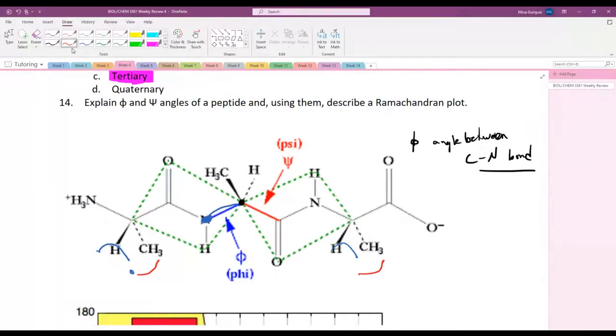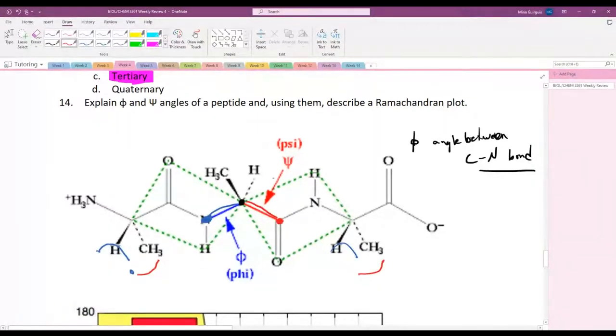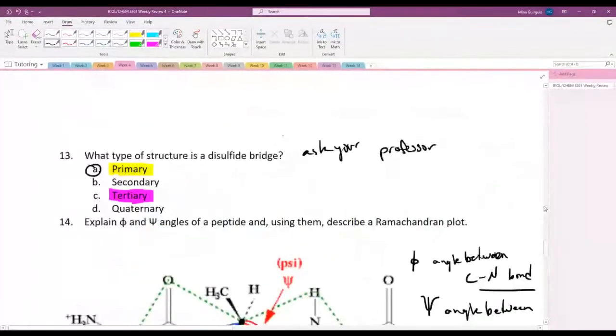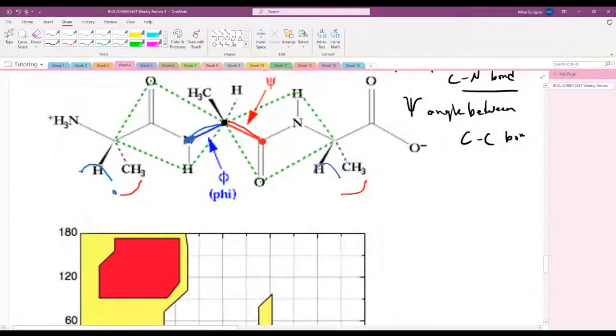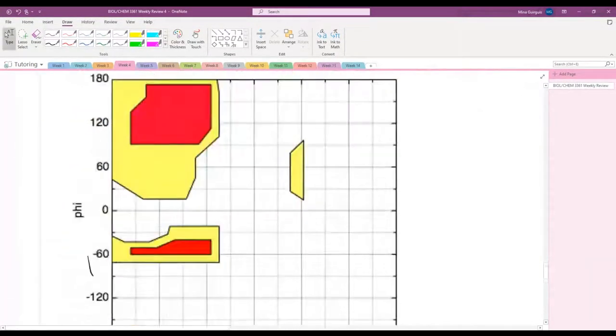All right, now the red, as you guys can tell, is the psi angle. The psi angle is almost exactly the same, it's the angle between the carbon and the C terminus. So psi, I'm a little bit worse at drawing, is the angle between carbon and carbon. Okay. There we go. Okay. So that opens up what we call this Ramachandran plot.